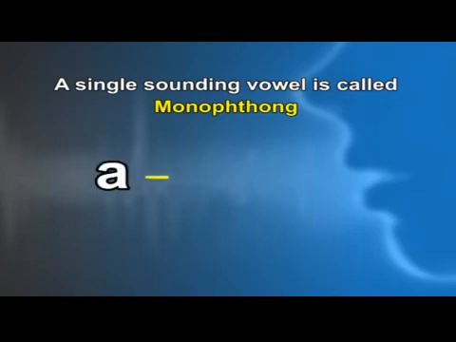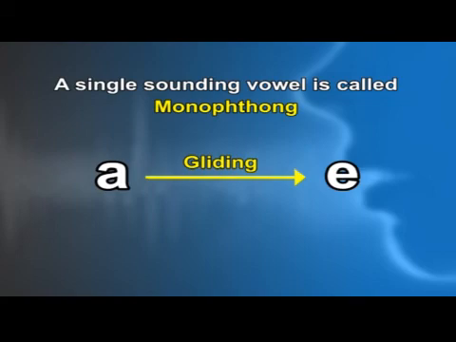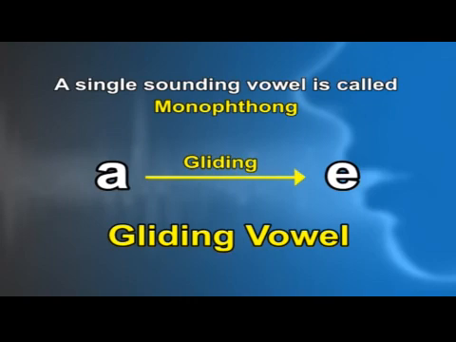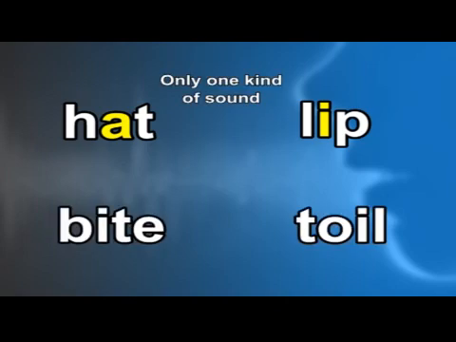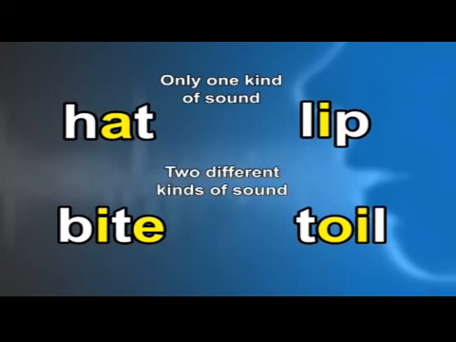The process of moving from one vowel sound to another is called gliding, and thus another name for diphthong is gliding vowel. While diphthongs seem quite complicated to comprehend, they are probably the easiest of the lot. If you say the words hat and lip, you can hear the vowel sound in each is singular in nature. That is, each contains only one kind of sound. But if you say the words out, bite and toil, you will hear that the vowel sound of each, though restricted to one syllable, is composed of two different kinds of sound.